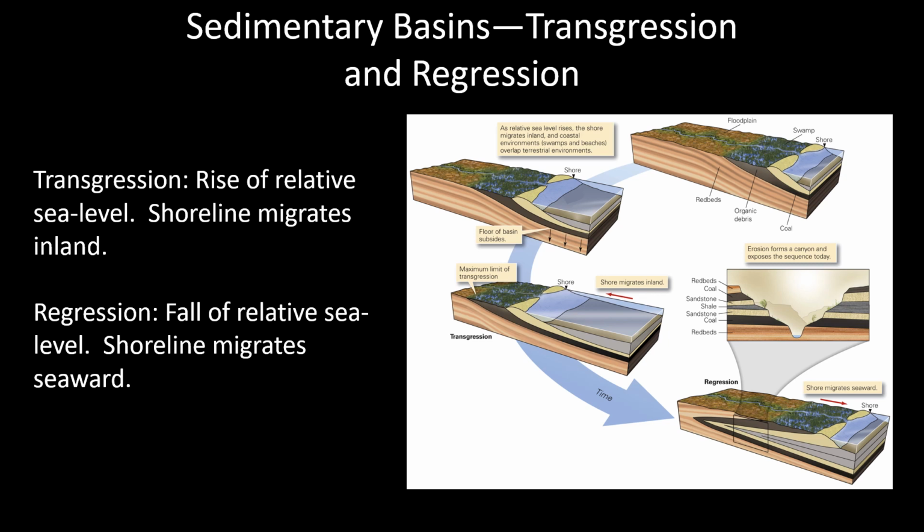As we go through what we call regression, where sea level falls, we see that the shoreline migrates back outwards away from the landmass. And so we see our beach deposits and our ripple marks in areas that are moving towards the oceans and away from land. It's really the sedimentary rocks that tell us how sea level has changed in the past, which we'll come back to when we talk a little bit more about climate.